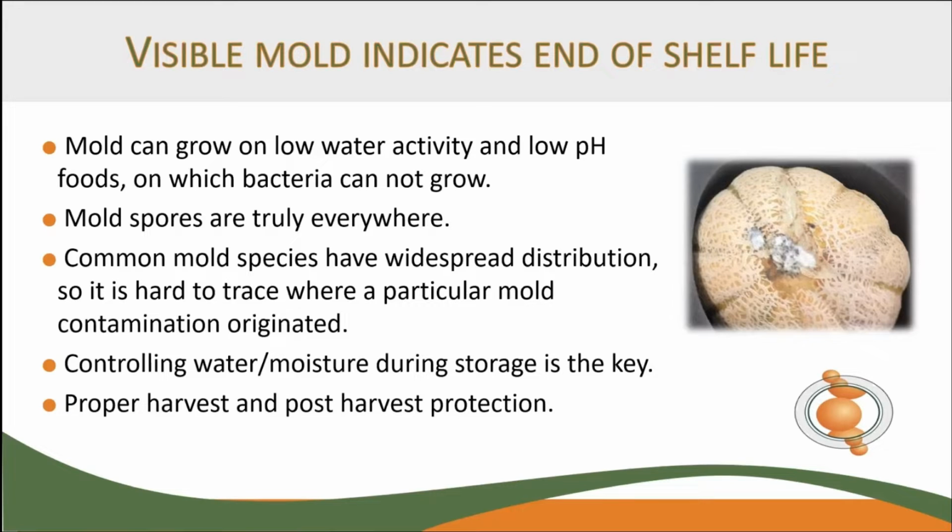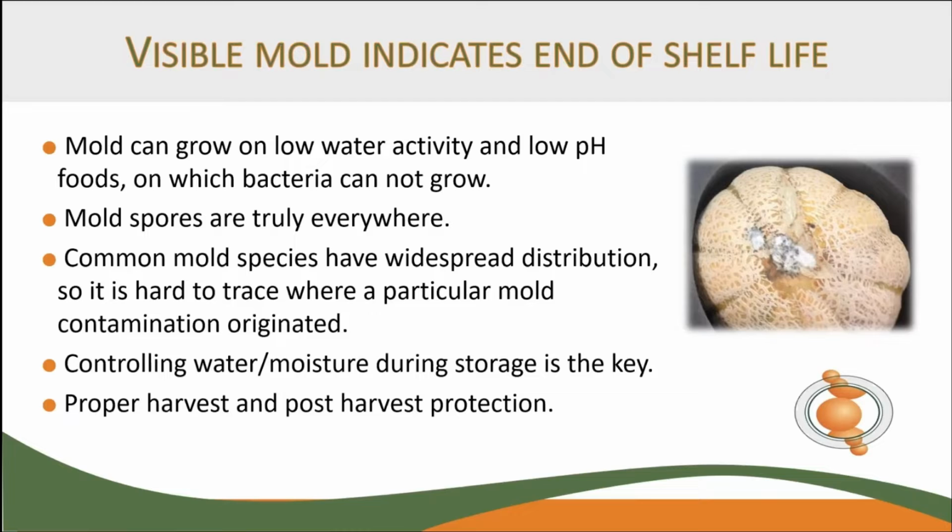Mold can grow on low water activity and low pH foods on which bacteria cannot grow. So that's an important point there. They have a wider range of growth. Common mold species have widespread distribution, so it is pretty hard to trace where a particular mold contamination comes from.